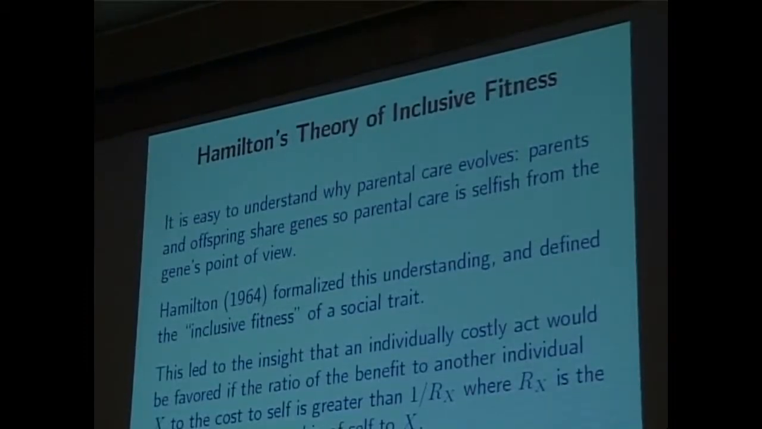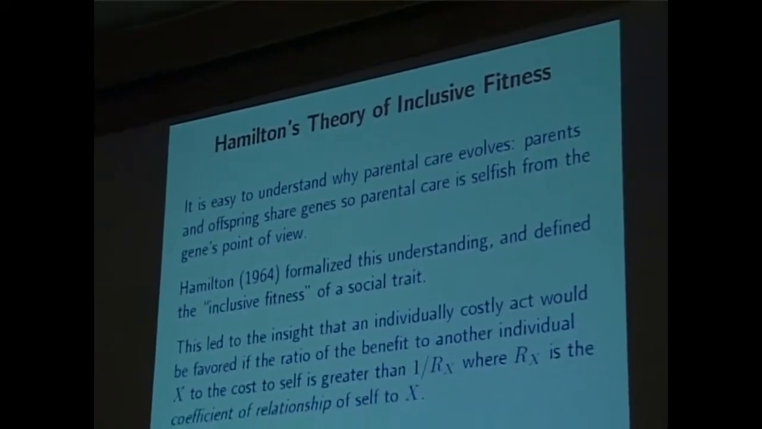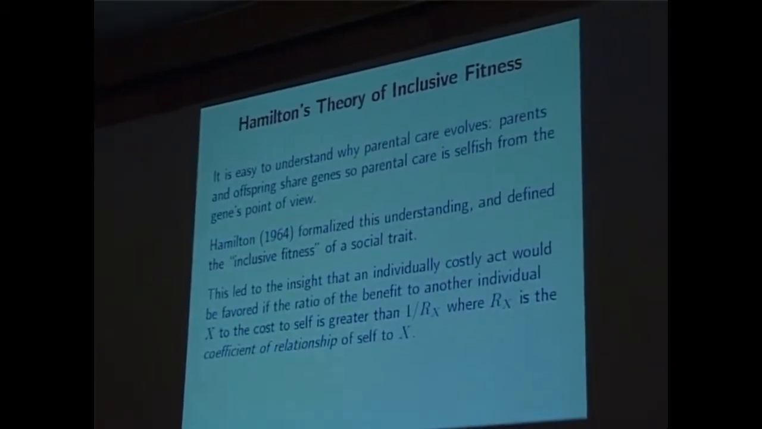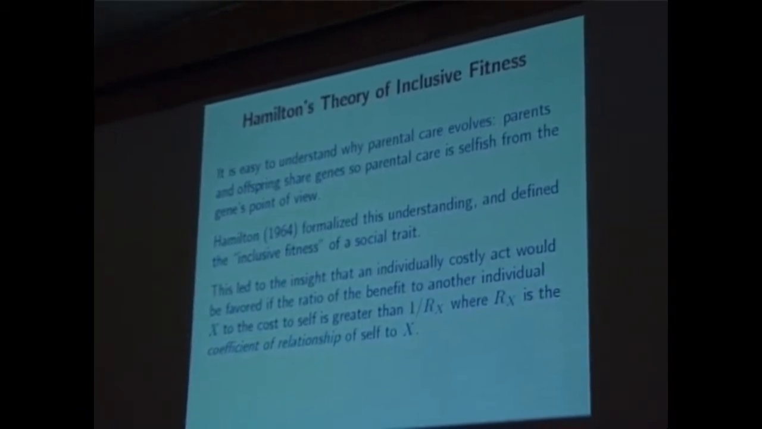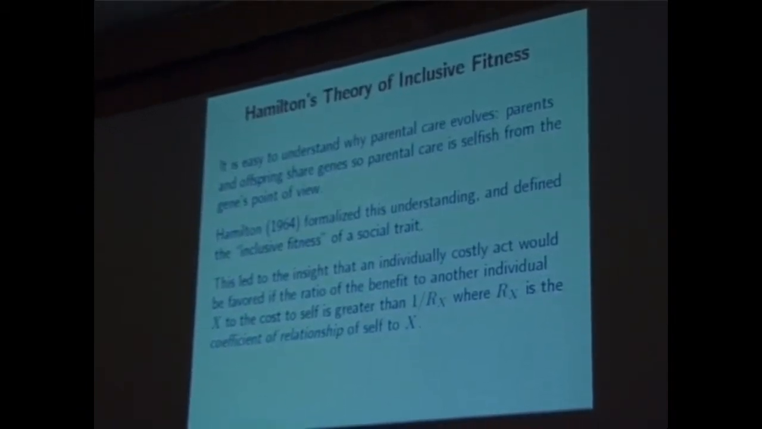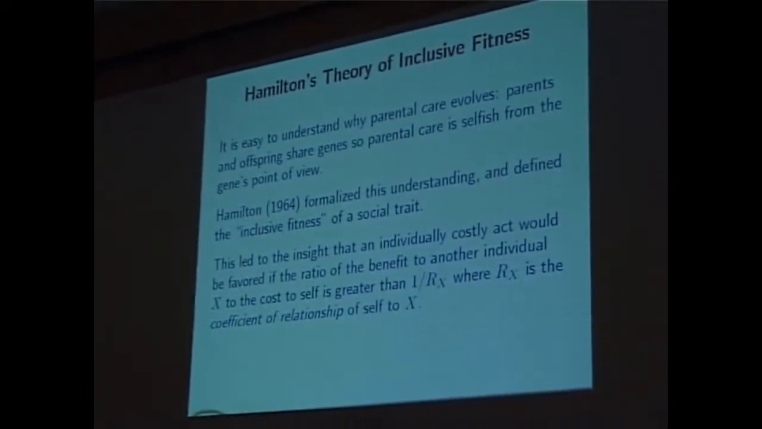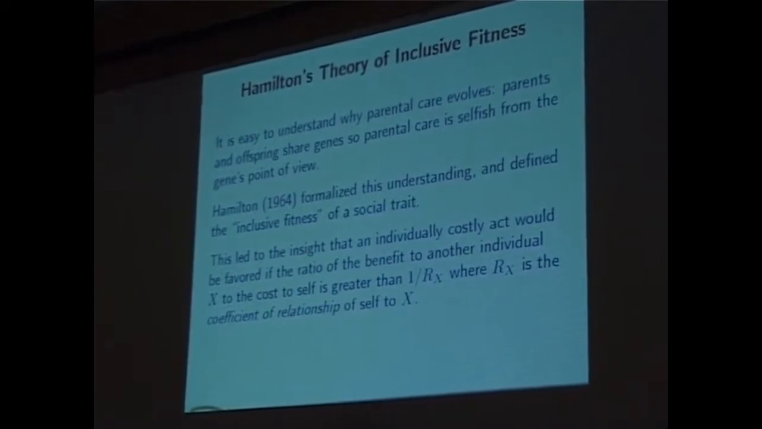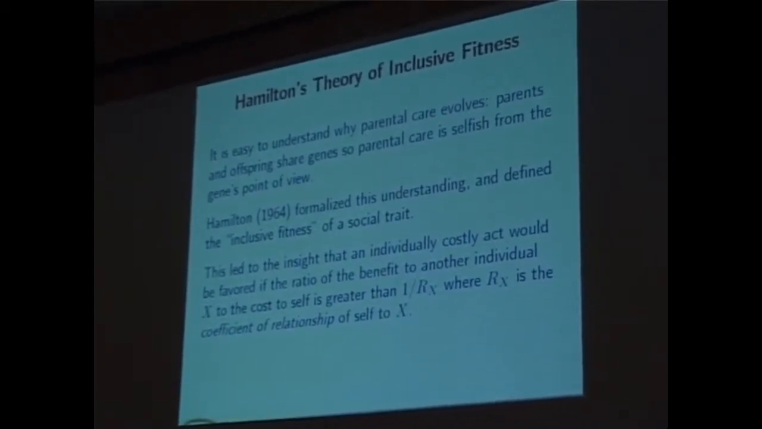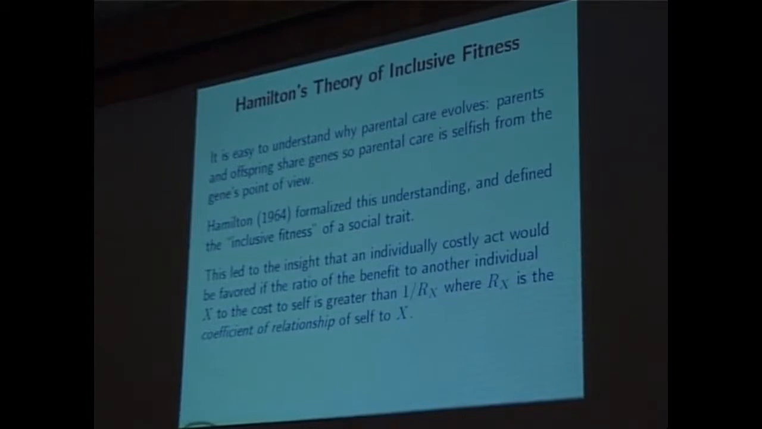Now, I want to talk about inclusive fitness and kin selection, Hamilton's theory of inclusive fitness. There's nothing mysterious about it. It's easy to understand why parental care evolves. Parents and offspring share genes. So from the point of view of genes, parental care is selfish. That's not hard, and we didn't need inclusive fitness theory to understand the evolution of parental care.